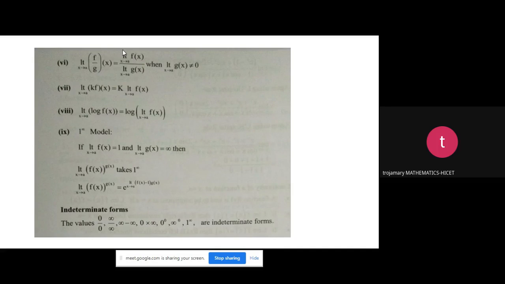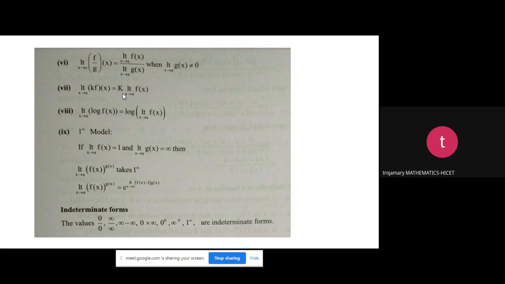Same thing for f by g also, but in this case g of x should not be equal to 0. Some constant into f of x equals constant into that limit. Then limit x tends to a log of f of x equals log of limit x tends to a f of x. Now for the 1 power infinity indeterminate form, clearly notice that if limit x tends to a f of x equals 1 and limit x tends to a g of x equals infinity, then limit x tends to a f of x the whole power g of x takes 1 power infinity. So limit x tends to a f of x power g of x equals e power limit x tends to a (f of x minus 1) into g of x.